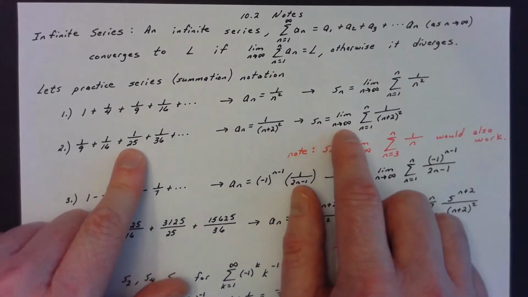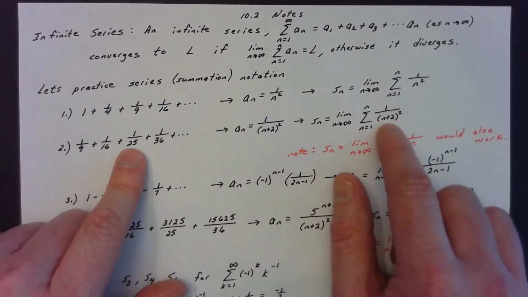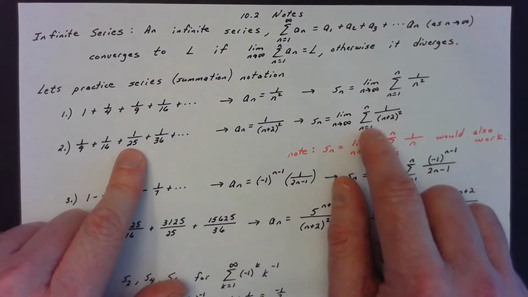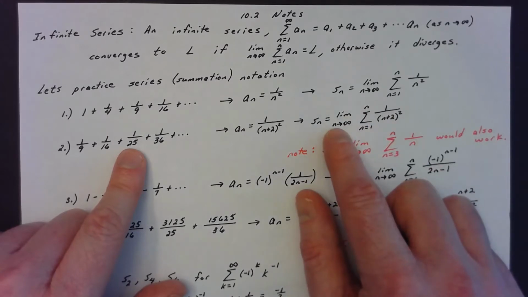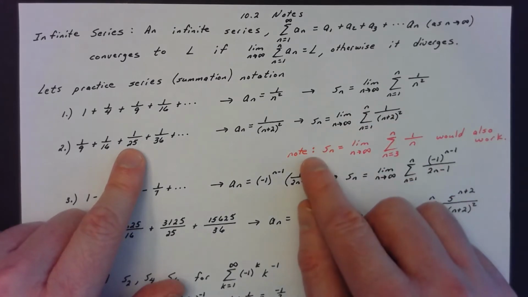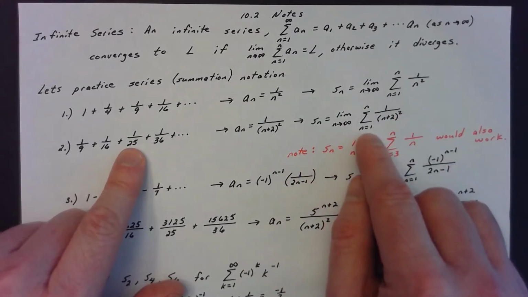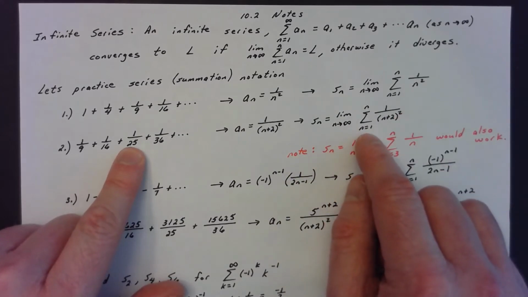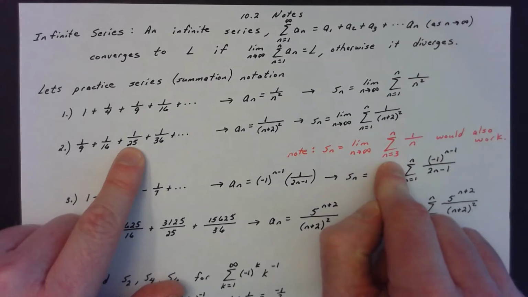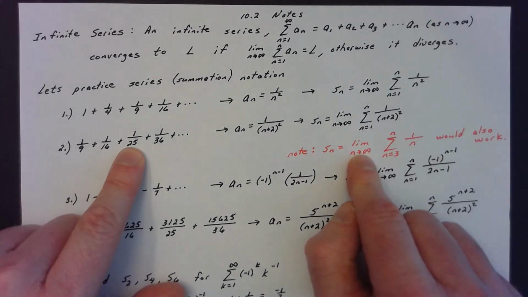So I can say this summation is just from 1 over n plus 2 inside the series from 1 to n as n approaches infinity. Now, I wanted to note here, you don't have to always start your series at 1. It's still an infinite series no matter what finite value you started at, because you're still going to infinity.